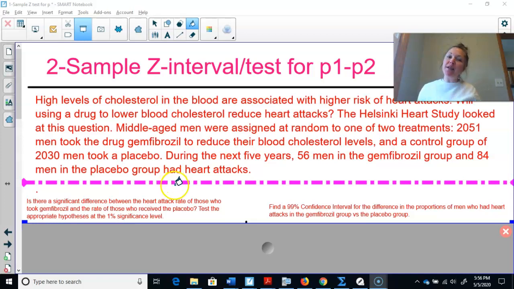Hi, AP Stat students. We are going to talk about a 2-sample Z interval for P1 minus P2 and a 2-sample Z test for P1 minus P2. So let's begin.